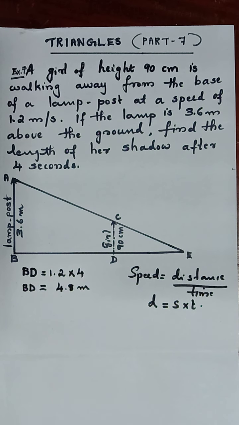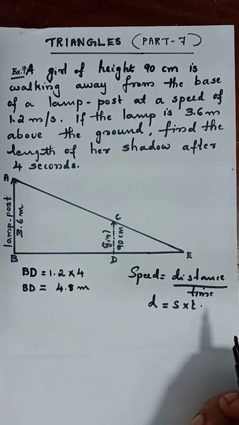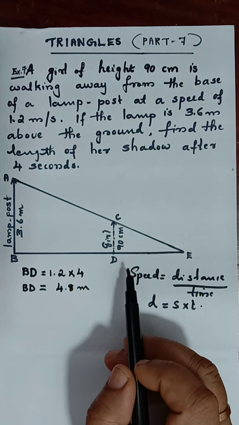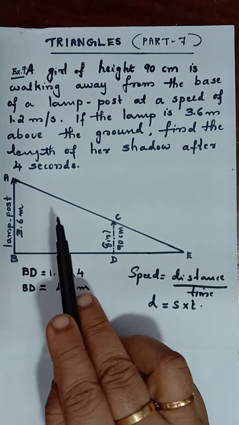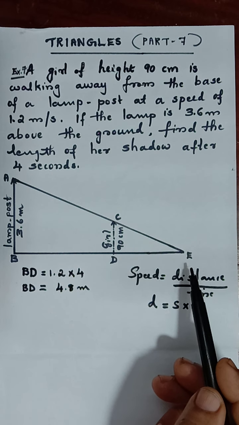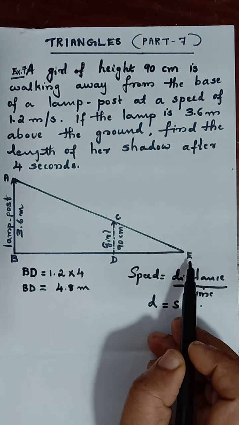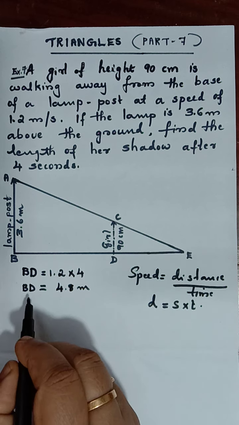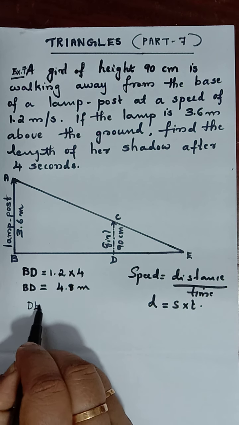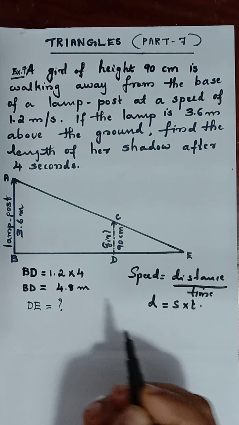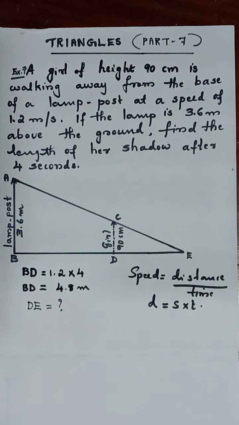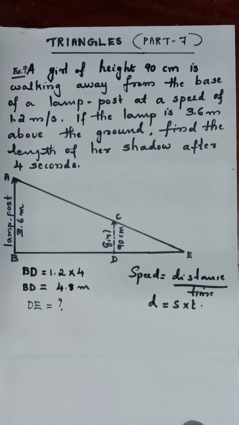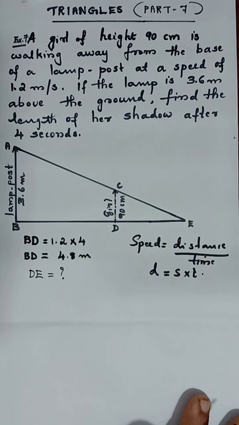Now let us find out the length of the shadow. If the lamppost is here, in the opposite direction we are getting the shadow. So DE is the shadow. That is what is to be found out. DE is the length of the shadow of the girl. So DE we have to find out. Okay. So let us consider two right triangles. Which are the two right triangles?